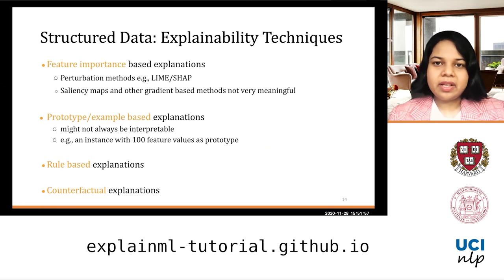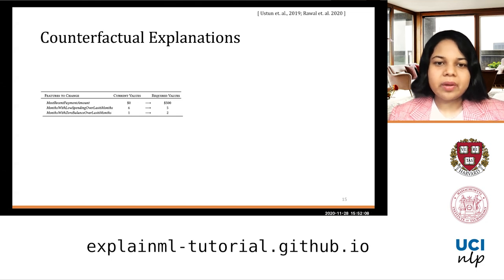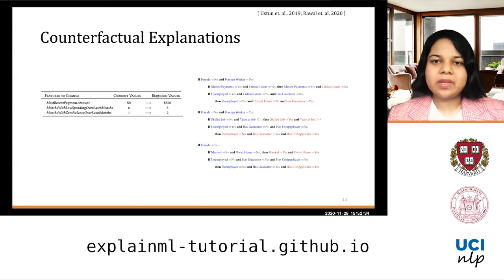All right. The last kinds of explanations, which are again fairly commonly applicable in the context of structured data, are counterfactual explanations. So, for example, here is a counterfactual for a particular loan applicant whose loan was rejected by an algorithm. You see that several features require some changes. For example, the most recent payment amount was zero, and that should be $500. And months with zero balance over the last 6 months was one, and that should be increased to two, and so on. Now, similarly, we can also think of global summaries of such counterfactuals as we saw in the previous section. So what you see on the right-hand side here is a global explanation which summarizes the counterfactuals corresponding to different subgroups in the data, like, for example, based on female and foreign worker variables.